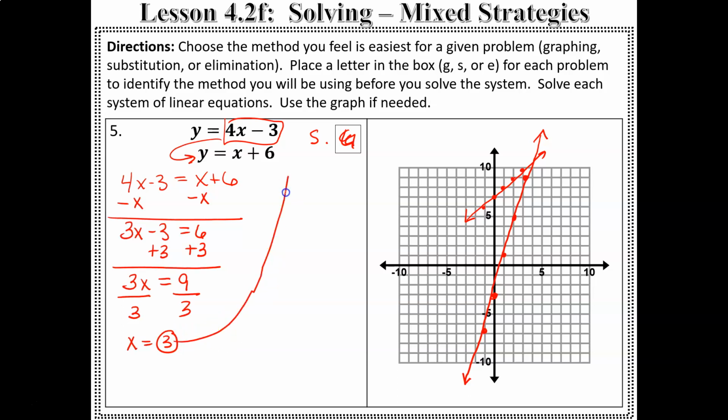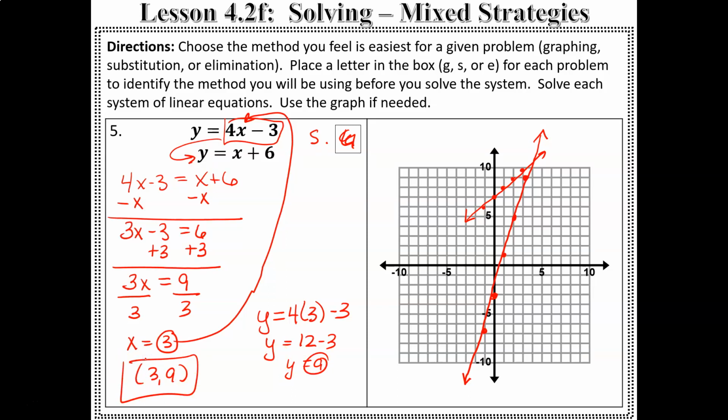Again, we can go either one. Going to go to the top. No, I'm going to go to the bottom. We used the bottom. So I have to go to the top. So y equals 4 times 3, instead of the x, minus 3. Y equals 12 minus 3. So y is 9. So I have 3, 9. All right.